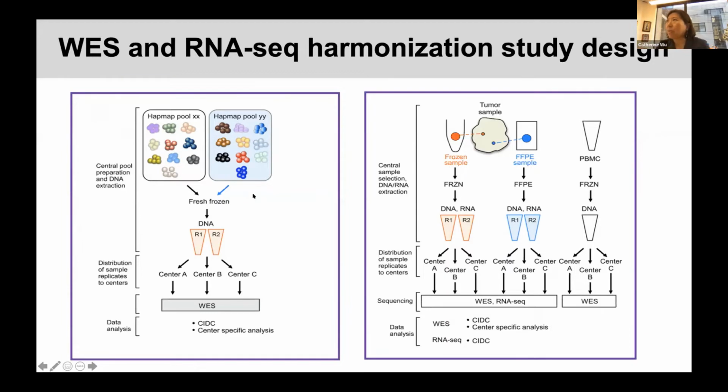And so, as you just heard from Ignacio, Professor Wistuba, what was important to us was to have centralized pool preparation, centralized DNA extraction. And we also tested, these were freshly frozen, and with the central extraction that was done as replicates, this was then distributed across 3 different sequencing centers. And then exome sequencing was performed, and then we were able to put all the data through a centralized pipeline organized by the CIDC, and we performed not only centralized analysis, but also analysis at the individual centers, and we were able to do those comparisons.